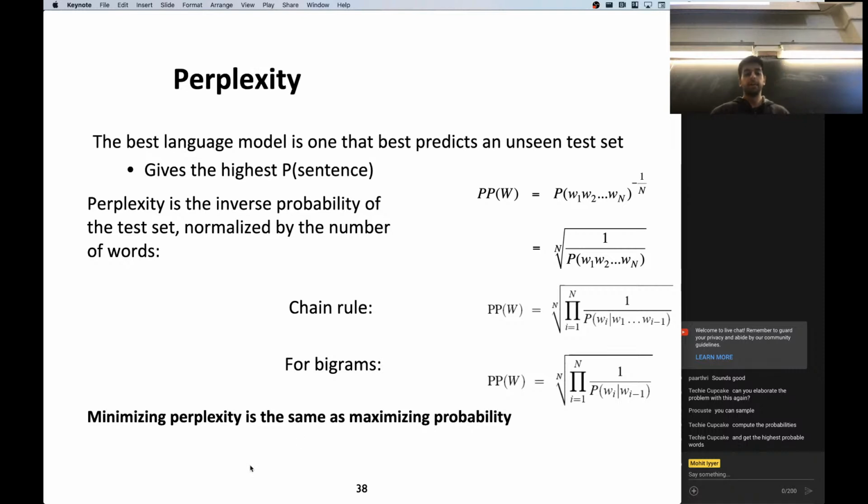So minimizing the perplexity, because it's inversing the test probability, is the same as maximizing the probability of the test set. So you might be thinking why we use this perplexity instead of just measuring the probability of the test set and comparing models that way. The answer is kind of historical. There are some information theory interpretations of perplexity that can be useful.